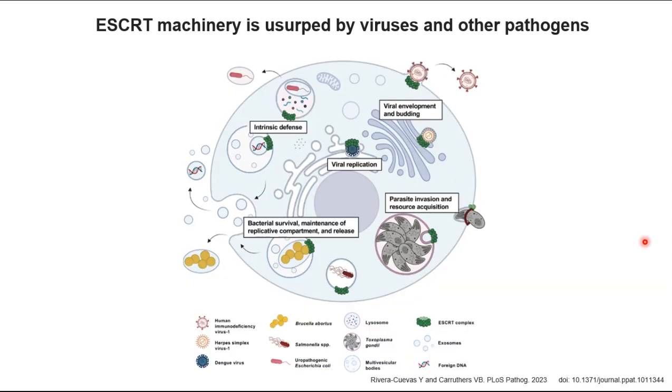Not only viruses, but some other parasites use the ESCRT complex to build the replication complex. Here we have the example of Toxoplasma gondii, but also bacteria, for survival and maintenance of the replicative compartment and release toward the plasma membrane. The plasma membrane is using this machinery, this specific machinery of the cell.